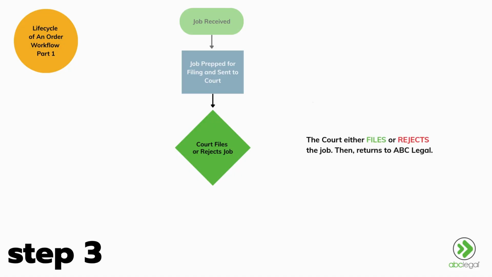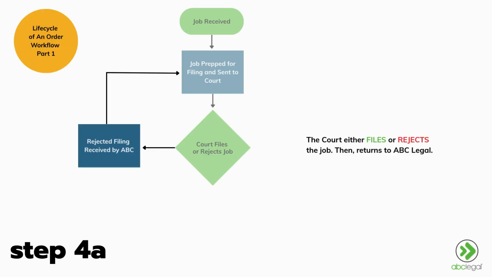In Step 3, the court either files or rejects the documents. After the court receives the order, the court will file the documents or reject the documents if something is incorrect with them. Step 4A. The court returns rejected filings to ABC Legal. Rejected jobs are processed further by ABC Legal.